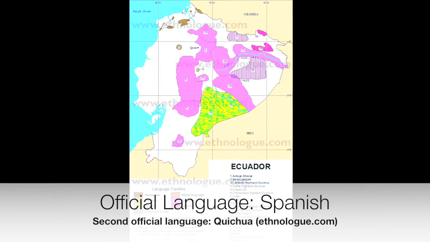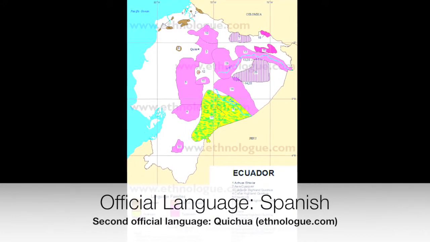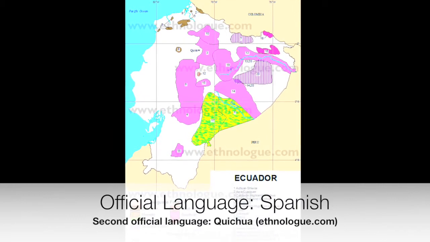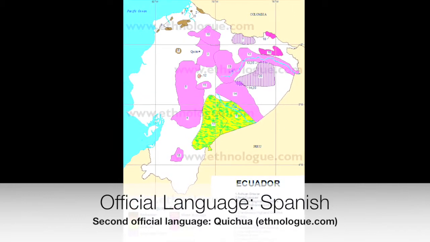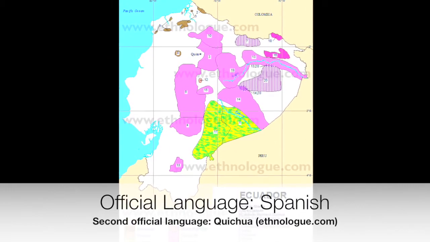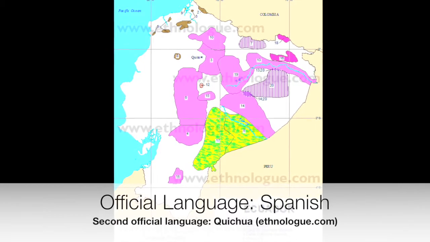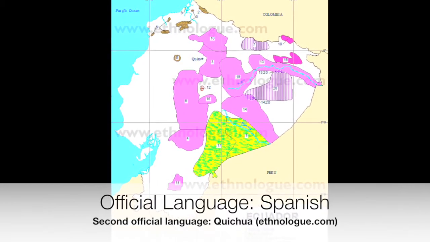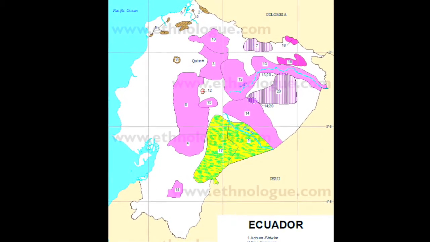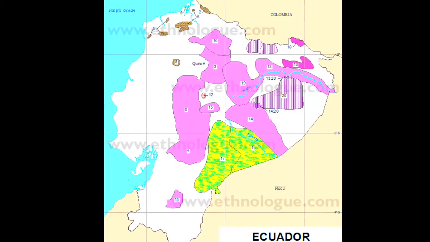As you can see, Ecuador is very, very linguistically diverse. Their official language is Spanish, but they also recognize a second official language, and that is called Quechua. The light fuchsia color that you see around the whole country represents areas that speak Quechua. There are 800,000 monolinguals of Quechua, and it's the most developing language in Ecuador, according to the Ethnologue website.